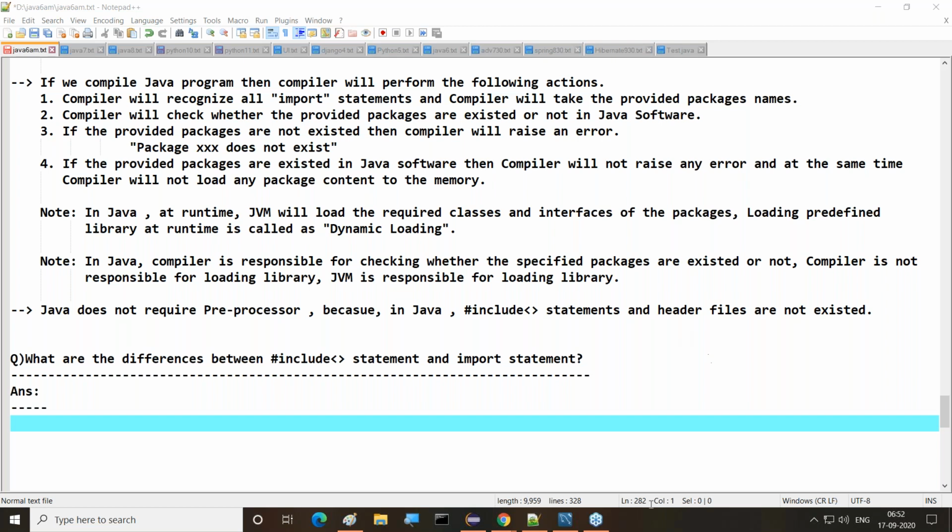Right, sir. Once loaded by the preprocessor, the other is loaded to memory by the JVM. So the preprocessor is not there in the case of Java. Only loading would be done by the JVM, not by the compiler. So at runtime, the JVM will do that. Hash include is compiled code only. Header files are compiled code. Then header files will be loaded with the preprocessor.